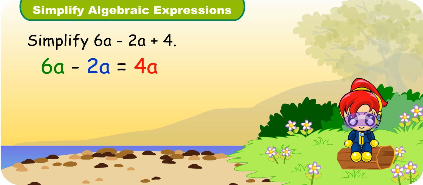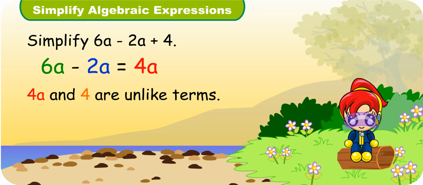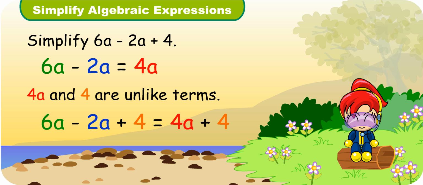We call them unlike terms. For unlike terms, we just keep them as they are in the answer. So, 4a plus 4 is the simplest form for 6a minus 2a plus 4. I think I can simplify algebraic expressions now, teacher.